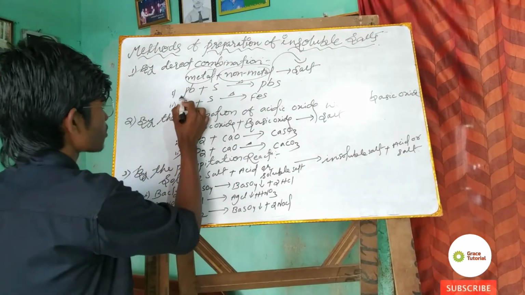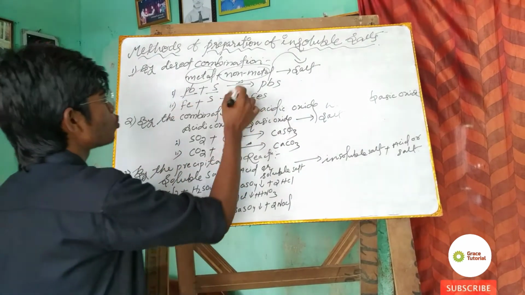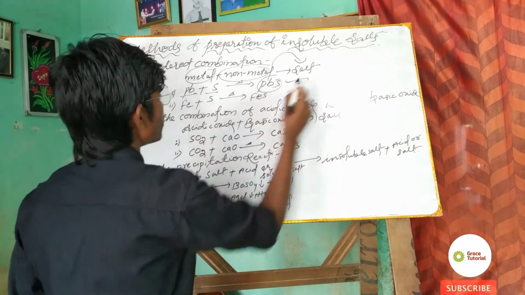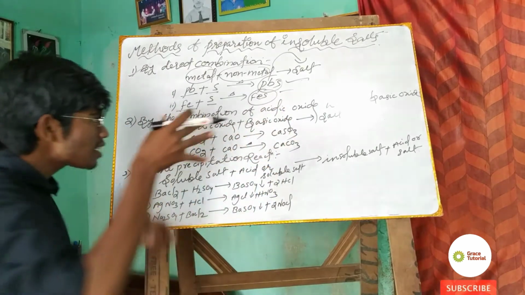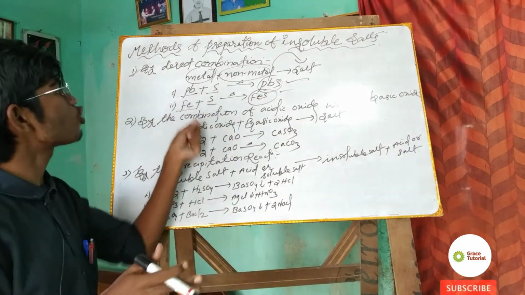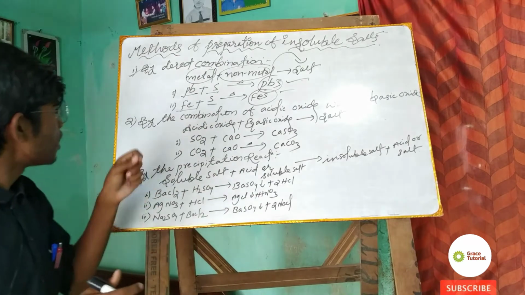So what are the examples? Lead reacts with sulfur, which is a non-metal, to give lead sulfide. Similarly, iron reacts with sulfur to give iron sulfide. And these are the salts which are obtained by the combination of the metal as well as the non-metal. That is the first method.